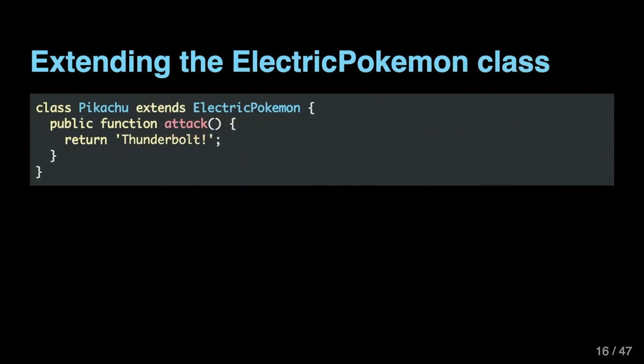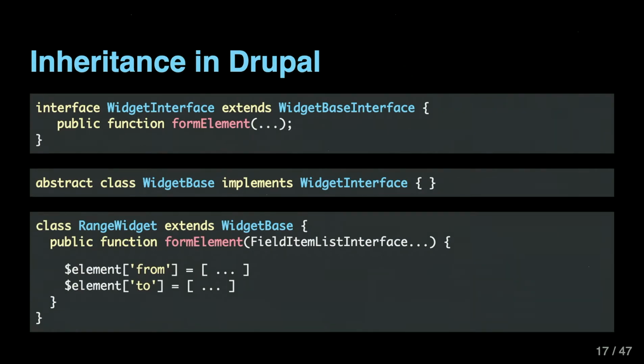We can go one step forward and make a Pikachu class that now extends from the electric Pokemon class, which extends from the parent Pokemon class. And in this one, we can get even more specific in the attack function and return the Thunderbolt attack, which is very specific to the Pikachu class. So basically, when you have a parent class and child classes, you can choose to override whatever you need to override. And that gives you the flexibility to have different types of classes, but they all share one base functionality. And then we can look at an example of inheritance in Drupal.